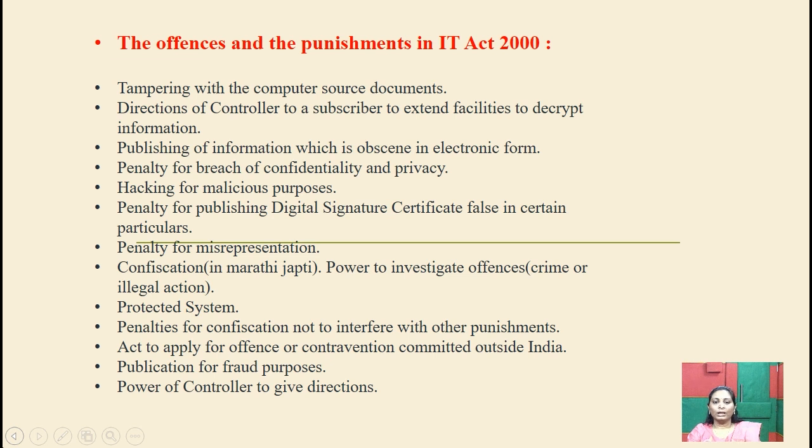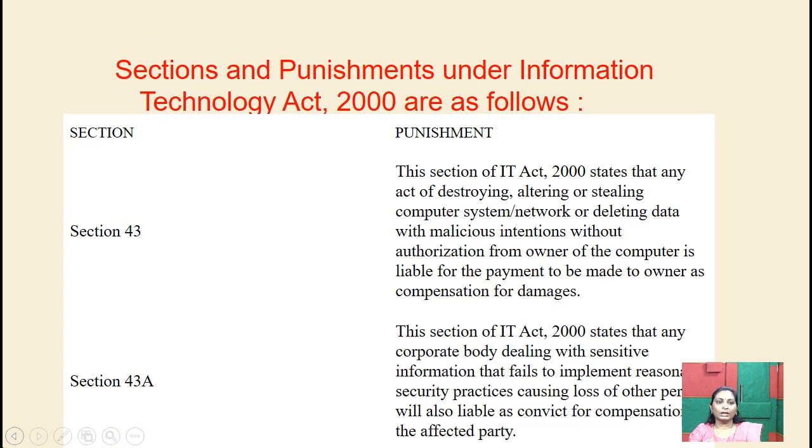Then confiscation, which means nothing but seizure, power to investigate offences, crime or illegal action. Next, protected systems. Next point is penalties or confiscation not to interfere with other punishments. Act to apply for offence or contravention committed outside India. Publication for fraudulent purposes, and power of the controller to give directions. These are the offences. Sections and punishments under the Information Technology Act 2000 are as follows.